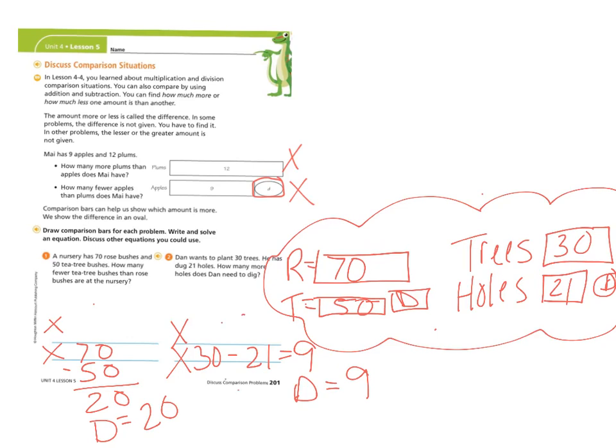It's a two-step problem. So your assignment on the next page is the same thing. They are word problems, and you need to draw comparison bars for each problem and write and solve an equation. So exactly what we did for number 1 and number 2 continues on to page 202. 202 starts with number 3. So I need to see comparison bars and the equation for page 202. So you can take a picture of that and post it to Seesaw as soon as you're done. Let me know if you have any questions, and I hope it goes smoothly for you.